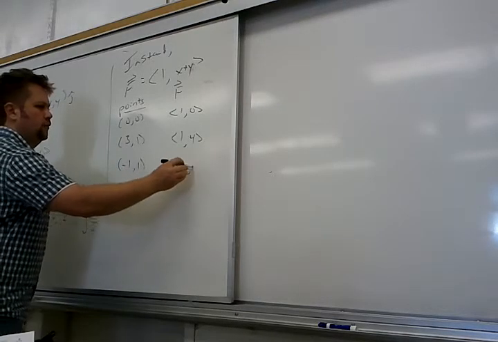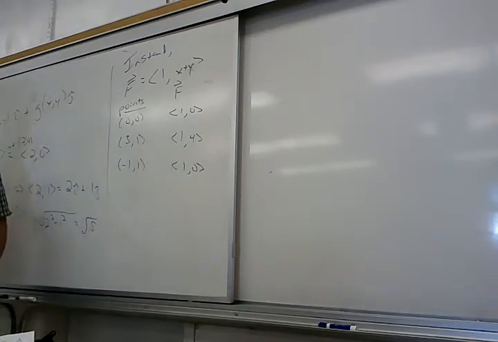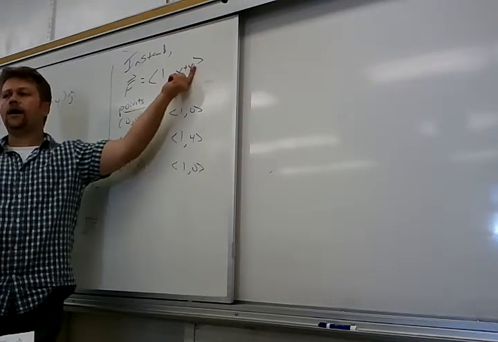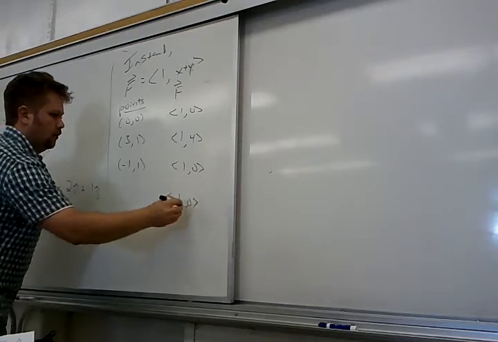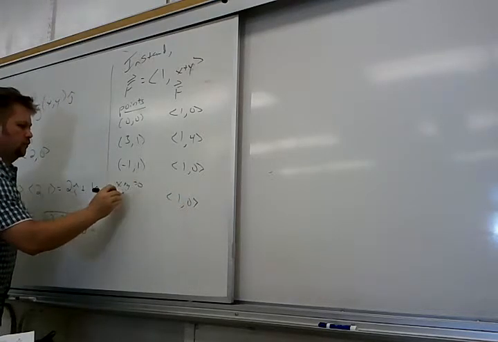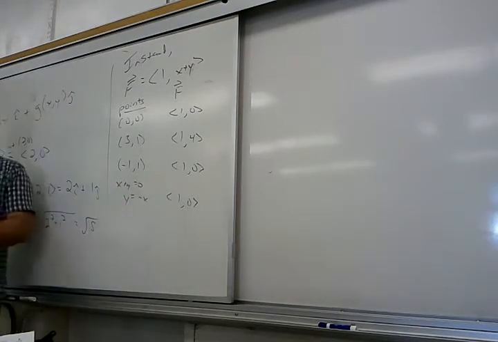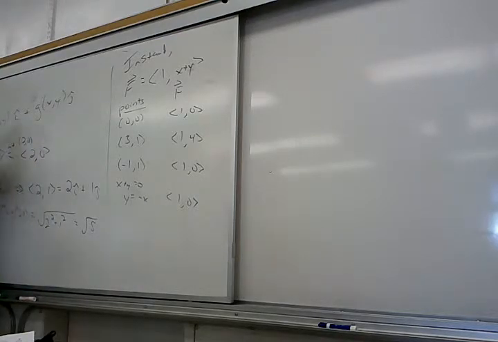What about negative 1, 1? 1, 0. In fact, where's it going to be 1, 0? It'll be 1, 0 when x plus y equals 0. So the output will be 1, 0 when x plus y is 0, or better, when y equals negative x. So along the y equals negative x line, I should see a bunch of things that are pointing in the direction 1, 0. That's kind of cool.